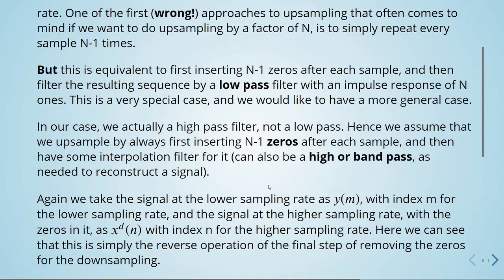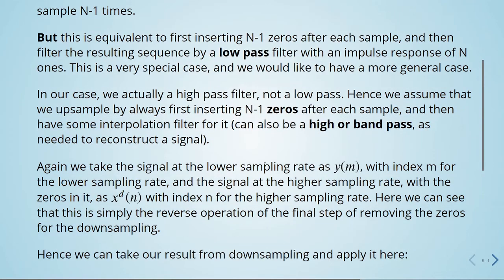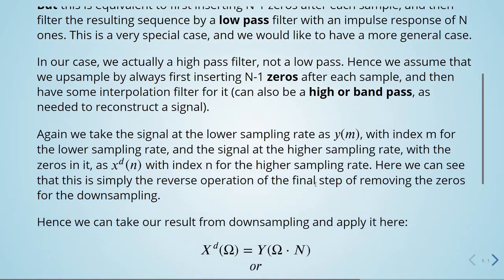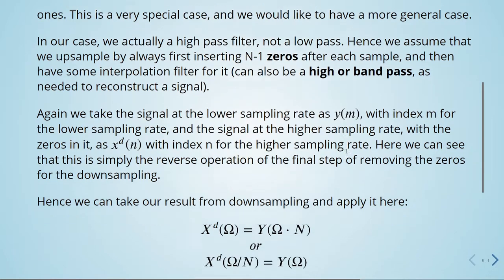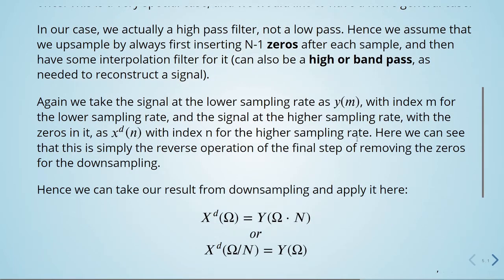So what we do is we take the signal at the lower sampling rate, this was y of m, where the index m indicates the lower sampling rate, and then the signal at the higher sampling rate with zeros in it was x superscript t of n, where index n indicates the higher sampling rate. So we can see that this is the reverse operation of the final step of removing the zeros for the downsampling. So we can take our result for downsampling.